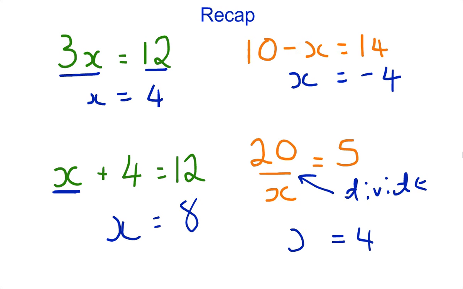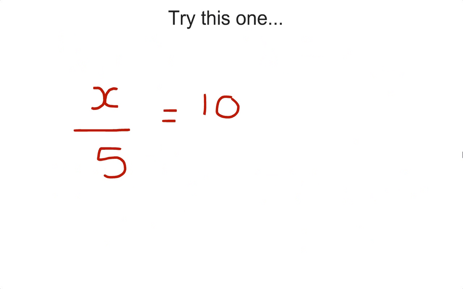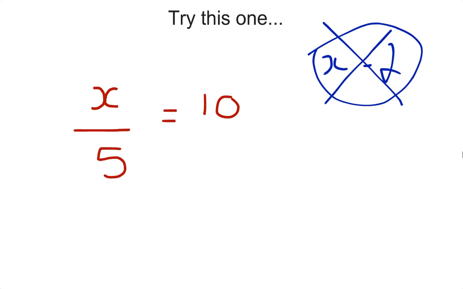Now, I've got one more question for you to try. Just pause it, have a go, and see if you get the right answer. Okay, well done. Now, if you put down the answer x equals 2, I'm afraid you got the question wrong, because 2 divided by 5 is not 10. In fact, x in this case would have to be 50, because 50 divided by 5 is 10.